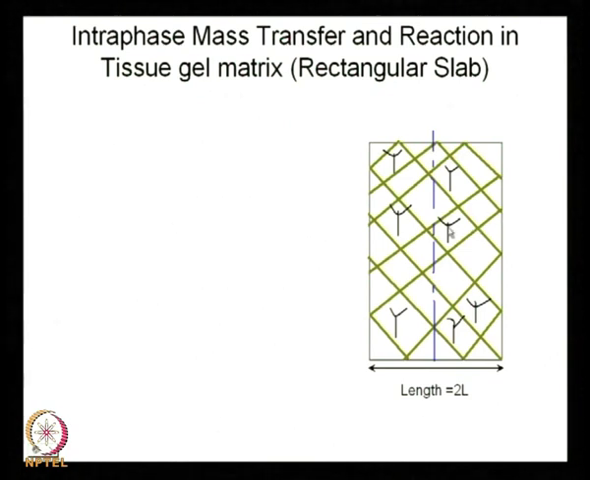Let us go to the transparency, and we are looking at this problem of the rectangular slab, and the enzymes are immobilized inside that rectangular slab. So, these are impregnated, sort of encapsulated, and the total length in the direction in which the diffusion occurs is 2L.